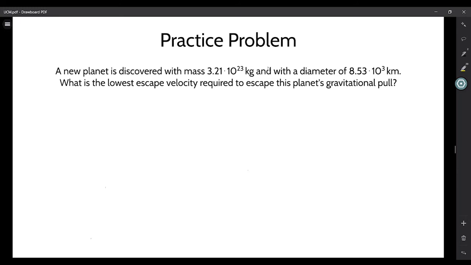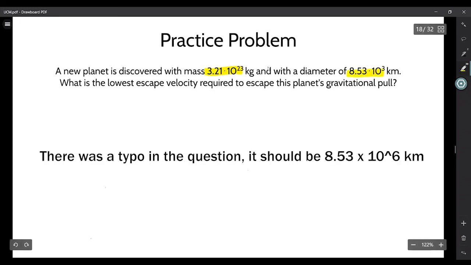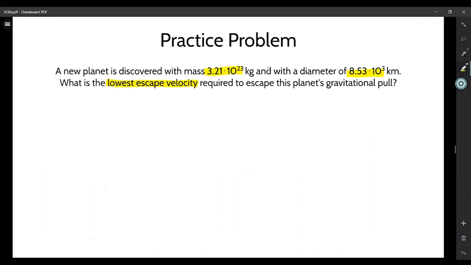Awesome, so here's a practice problem. A new planet is discovered with a mass 3.21 times 10 to the 23 kilograms and a diameter of 8.53 times 10 to the 3 kilometers. What is the lowest escape velocity, or the lowest tangential velocity, required to escape this planet's gravitational pull? So here we already know that is Vt. And this would be one of our m values. And diameter, which will give us the radius, because we know d divided by 2 equals radius.